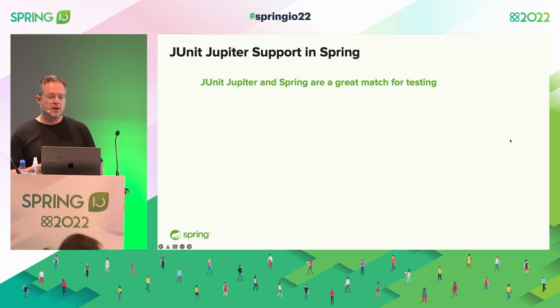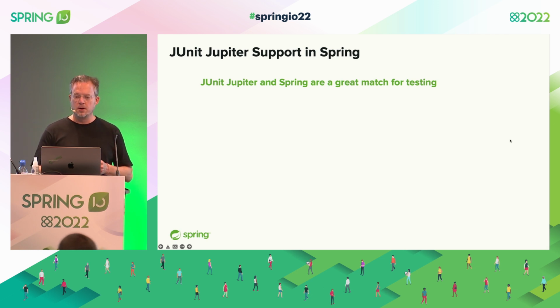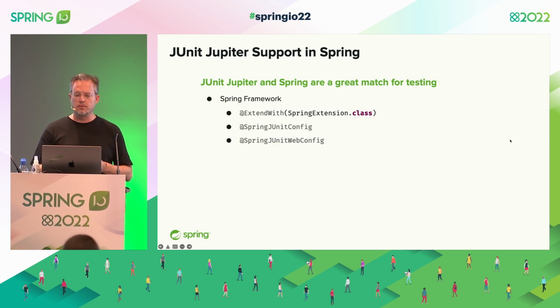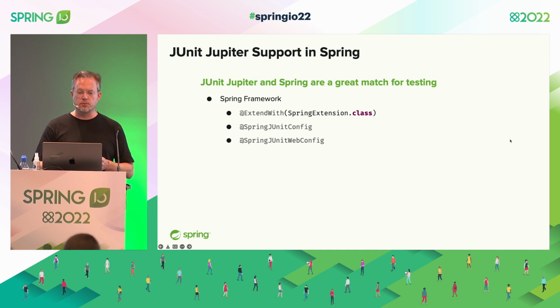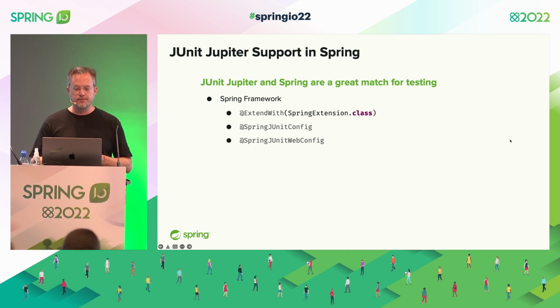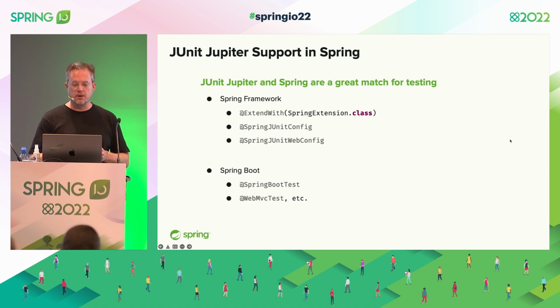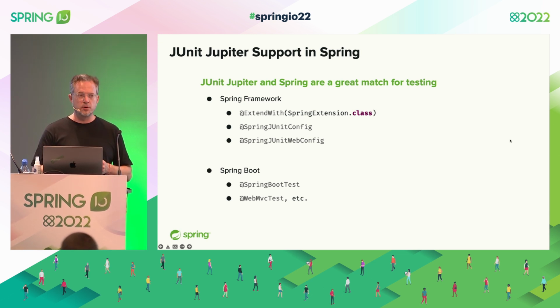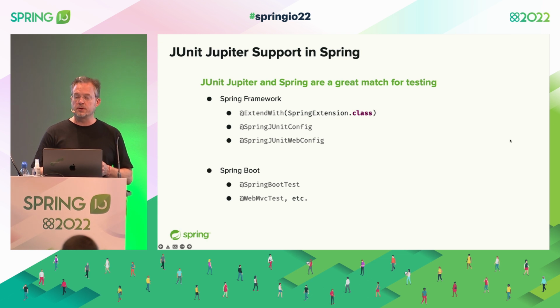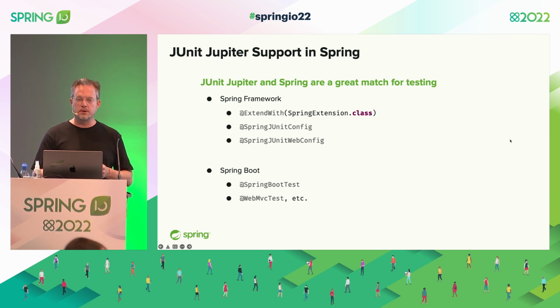So first up, I'd like to point out that JUnit Jupiter and Spring are a great match for integration testing. In the core Spring framework, you have the Spring extension, which you can register with @ExtendWith in JUnit Jupiter. We also have some convenience annotations, @SpringJUnitConfig and @SpringJUnitWebConfig for web application context. And in Spring Boot, you're hopefully familiar with the @SpringBootTest annotation, which is also meta-annotated with @ExtendWith(SpringExtension.class), getting Spring support in there for you by default, and then also various support for so-called slices, testing slices like @WebMvcTest, etc. in Spring Boot.